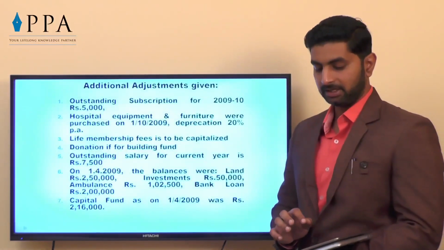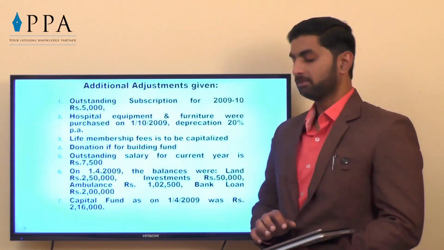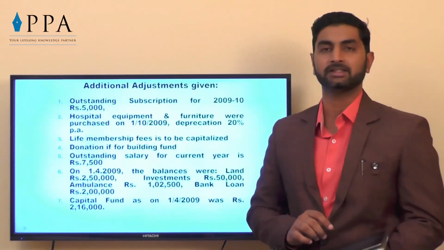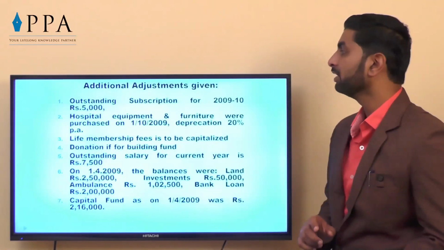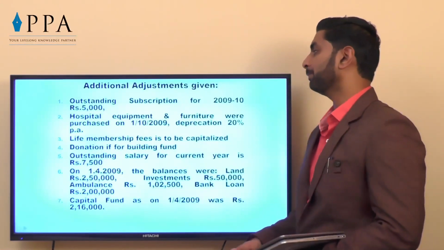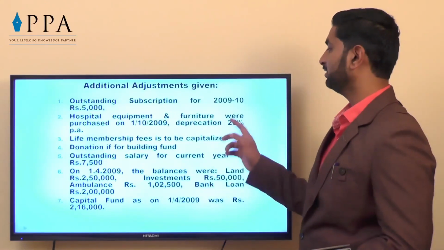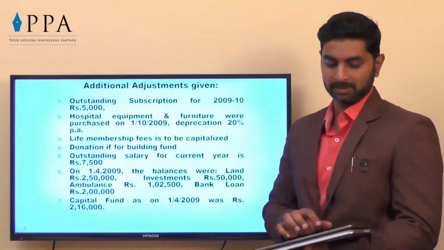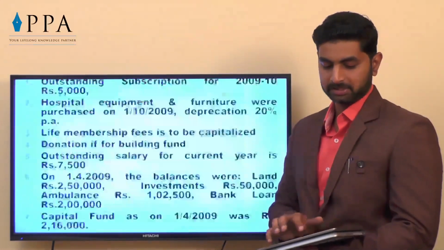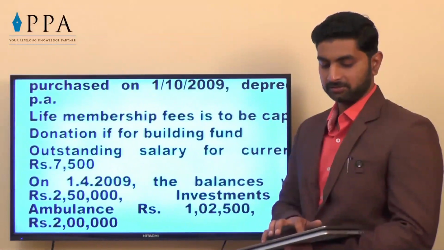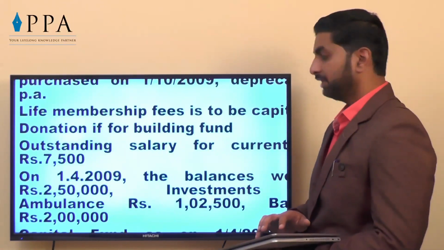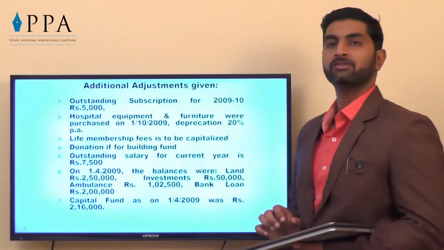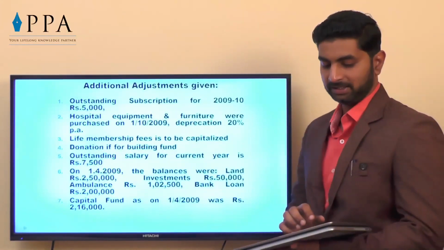Let's go to the next, the adjustments. Now what is given? First is outstanding subscription of 2009-10 is 5,000. So last year's subscription. Hospital equipment and furniture were purchased on 1/10/2009, depreciation 20%. See, the date is 1/10, October, November, December, January, February and March. It means we have to charge the depreciation for that period only. Thereafter, it comes to the next adjustment. Life membership fees is to be capitalized. It's a one-time receipt, so it is to be capitalized.